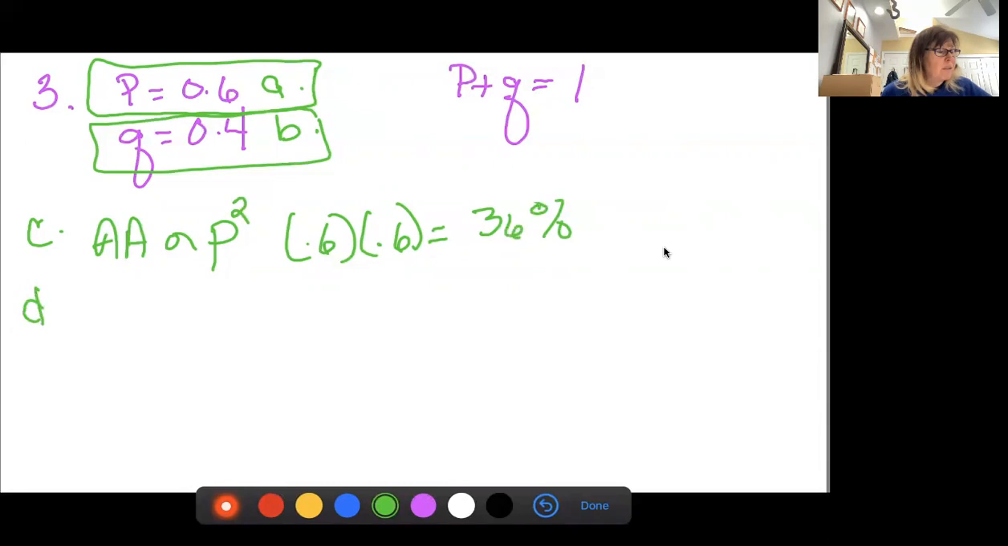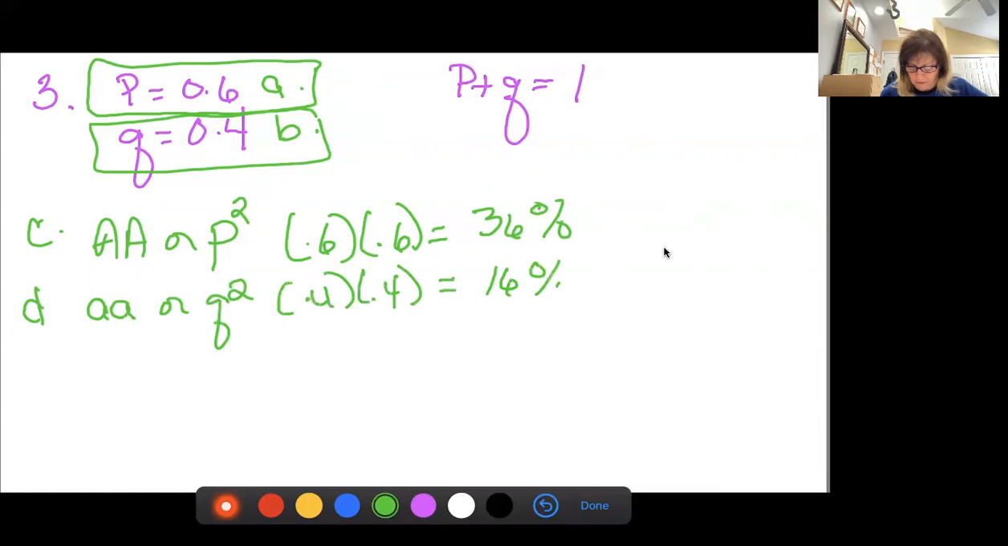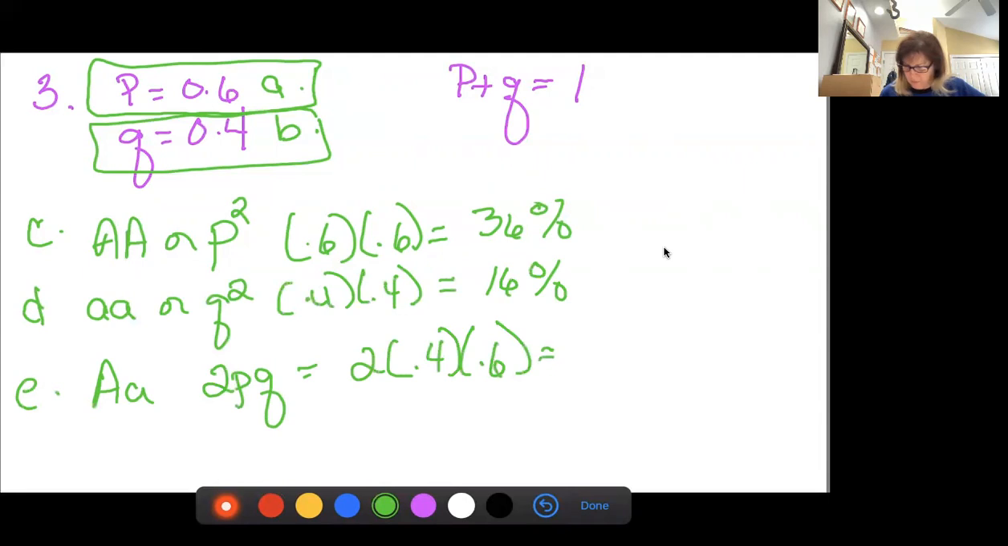D, frequency of the homozygous recessive, that's little a, or Q squared. So that is 0.4 times 0.4, which is going to give me 16%. And then E is asking me for my heterozygous, which is 2PQ. So 2 times P times Q. And that's going to be, I think, let's see, 2 times 0.6 times 0.4. Yep, that's what I thought, 48%. And that one's done. Okay.